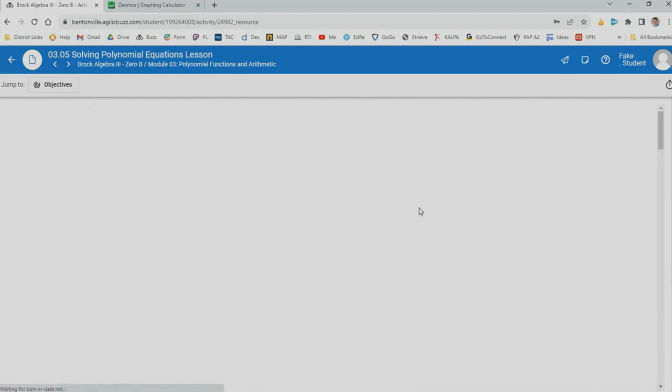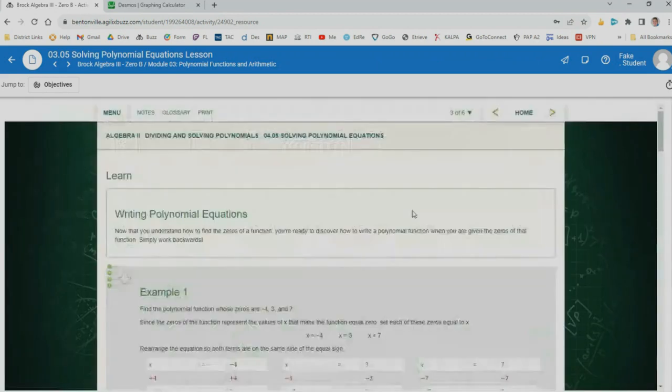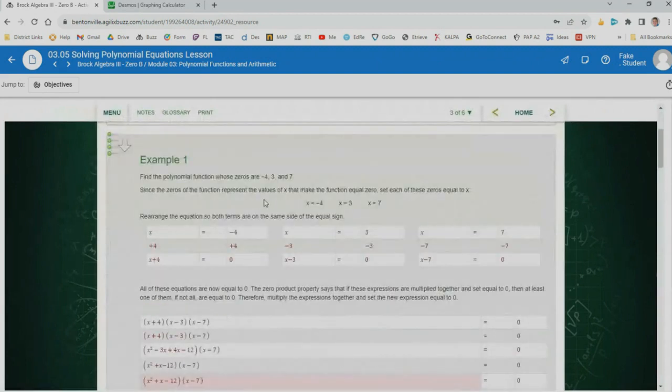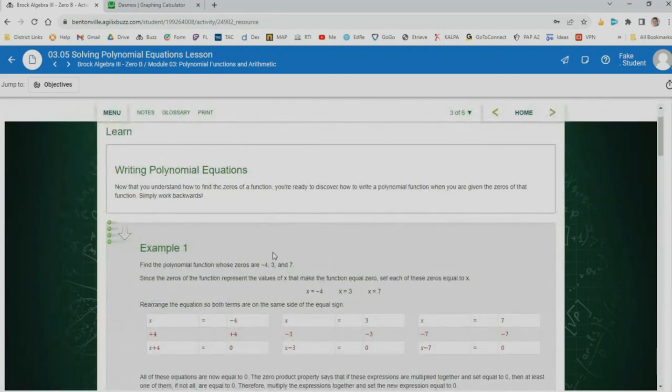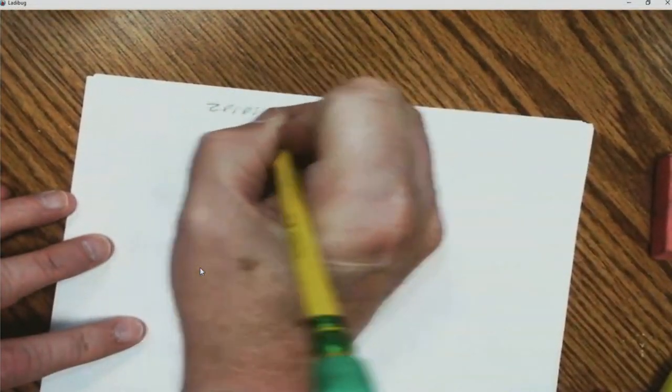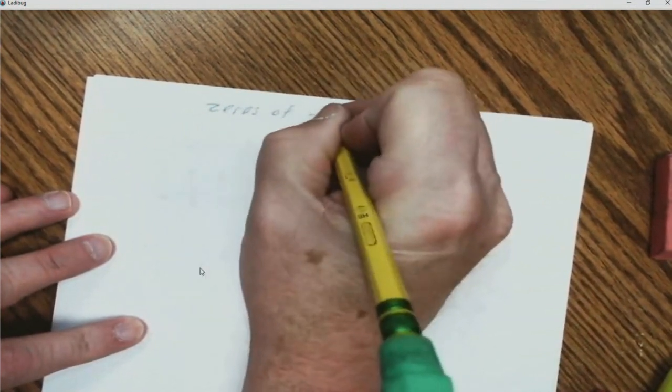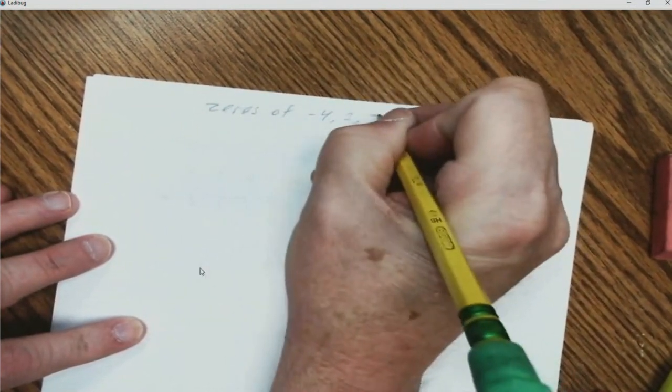All right, let me see. Where's the one other thing I want to add? There it is, right here. All right, let me turn over and get a blank side of this paper. Negative 4, 3, and 7. All right, so if I tell you, all right, zeros of negative 4, 3, and 7. Okay, let me sharpen this pencil real quick. We're wearing it out today.